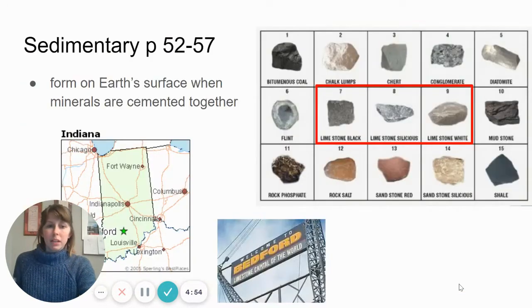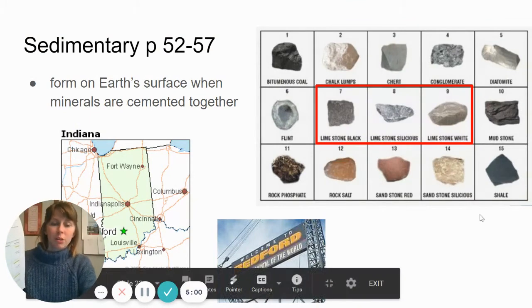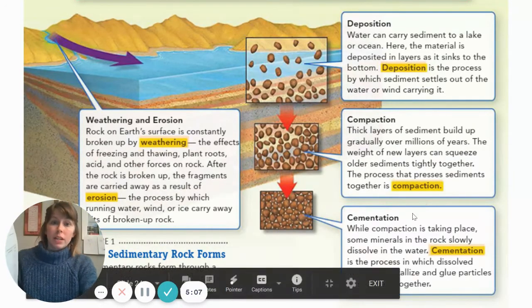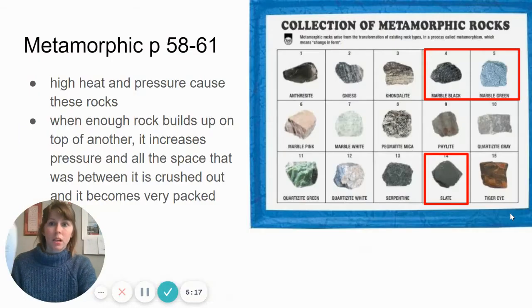So examples, like I said here, you can put limestone, shale, flint. Okay, you don't have to put all of them. Definitely put limestone. And then I would like for you somewhere to at least write this process. So weathering and erosion, next is deposition, next is compaction, next is cementation. You will want to know what each of those things mean. And then the last type is metamorphic.